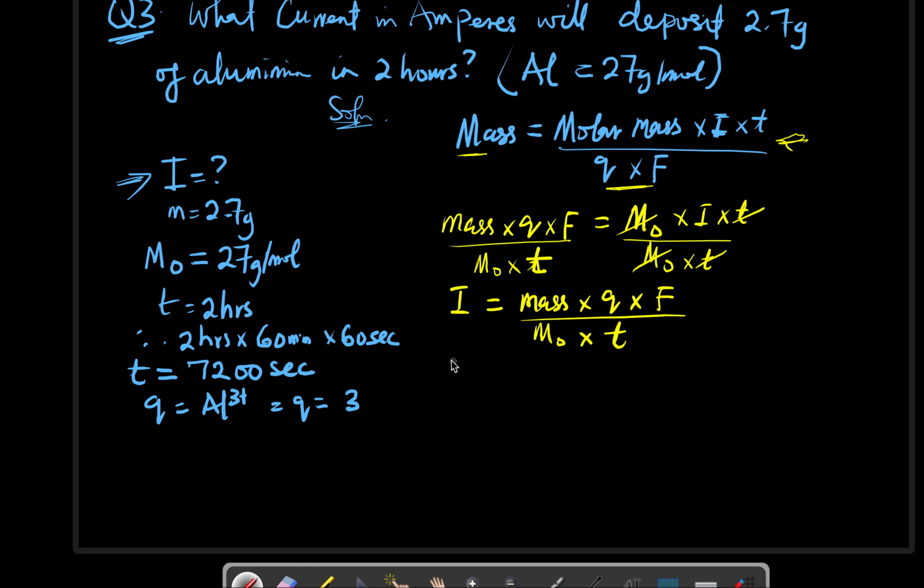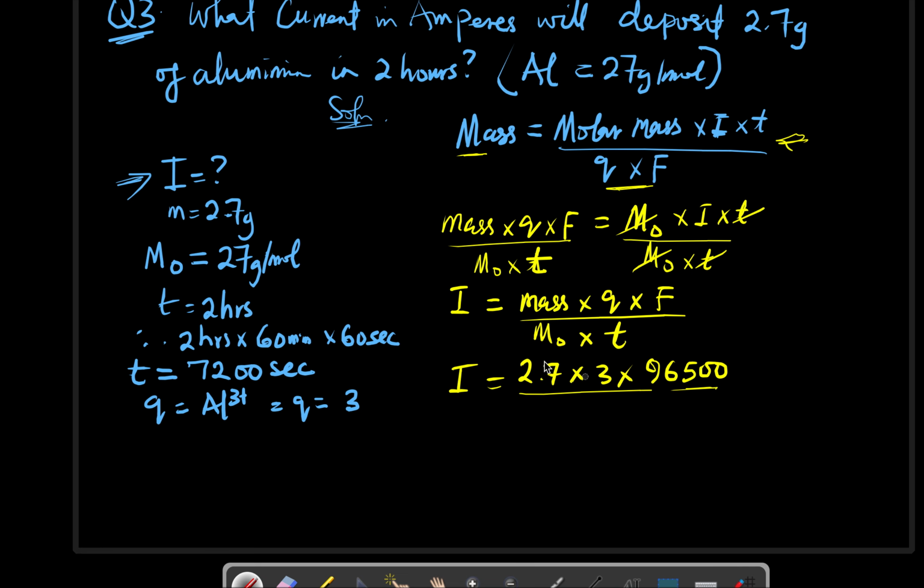In this case, you just need to plug in all the parameters inside of it, and then you're good, because the question says what current. So just plug in everything. The mass given in this question is what? Guys, let's say it very quick. What is the mass? Look at it. The mass is 2.7. So you have 2.7 times Q is 3 times, of course, you know this is always 96500. That is the Faraday's constant.